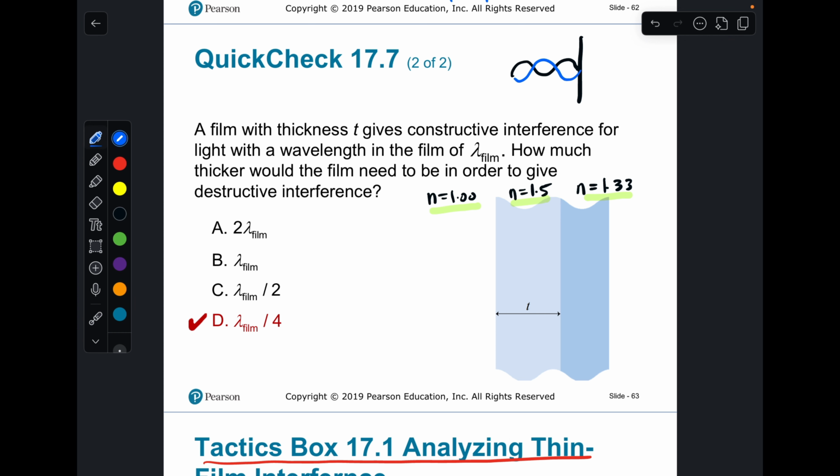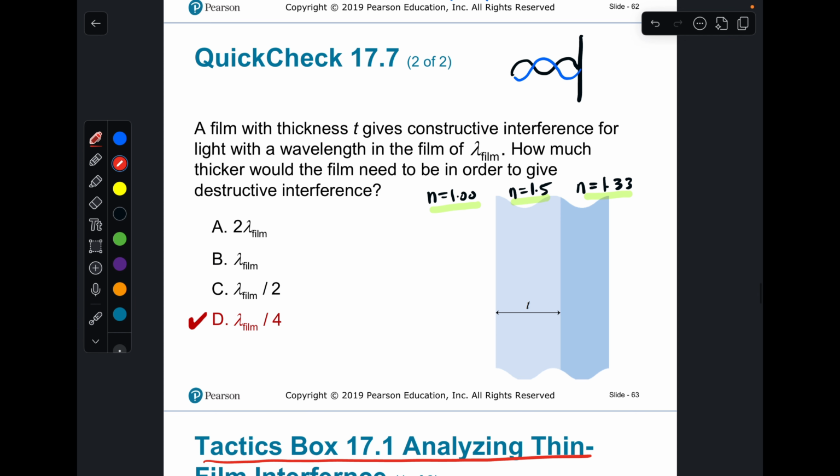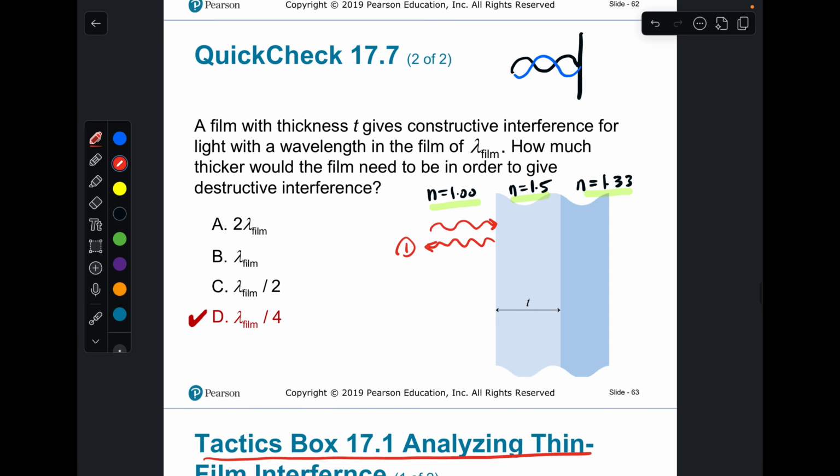And so what I'm going to do is sketch the light entering, bouncing off of the first boundary. And so that is reflection 1. And then that light that we initially sent in is going to hit this boundary, and it's going to reflect, and those are going to be the 2 wavelengths that are interfering with each other. And so what we need to do is determine where there is a phase change occurring.